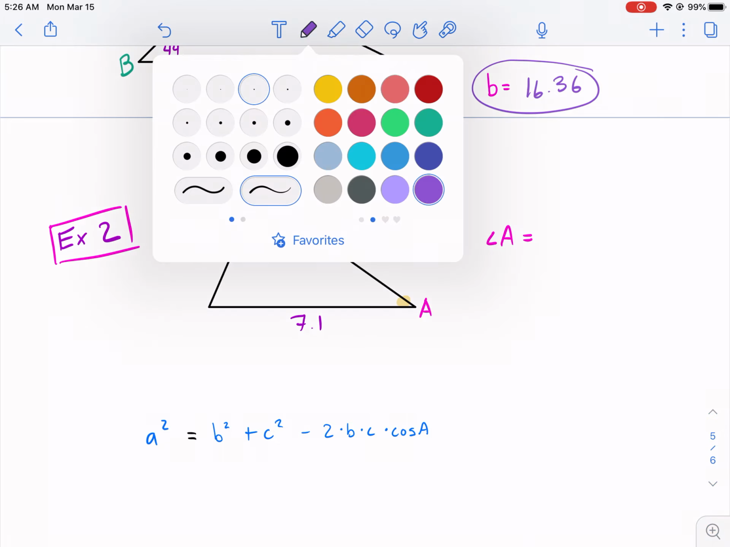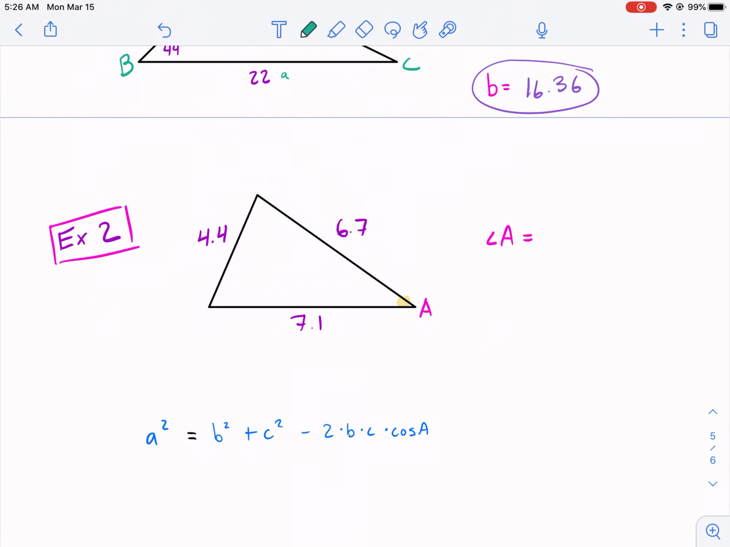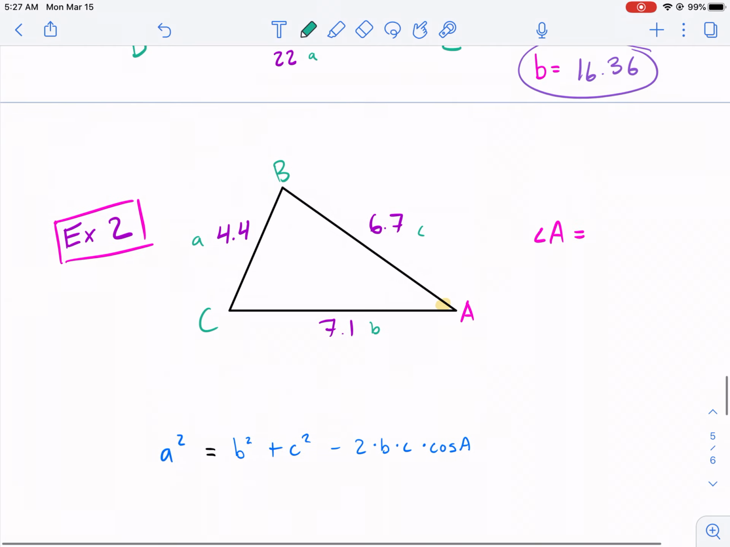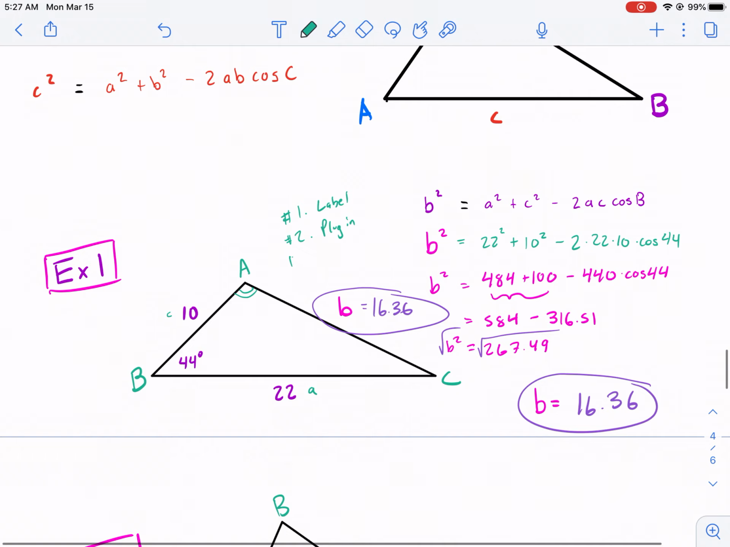And then what we're going to do is relabel everything. So this is going to be A. We can just call this one B. It doesn't really matter what we call it. And this one's going to be C and little c. So angle A, what does it equal? Well, now we've finished labeling, plug in, and then the last step, I forgot to write this, is solve.